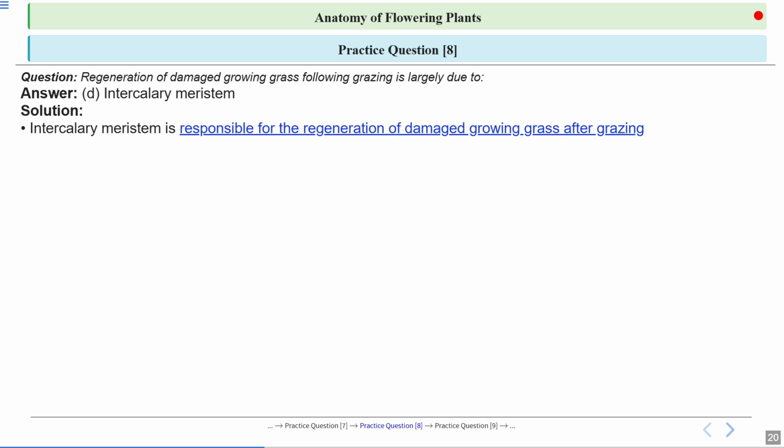Where is the intercalary meristem present? On the nodal region. The axils of leaf, there is a formation of bud. That bud gives rise to new branches. And what is the question? Regeneration of damaged growing grasses following the grazing. When there come the browsers, herbivorous animals, they graze the grasses. So what happens? They grow very fast because the intercalary meristem gives rise to new branches, right?